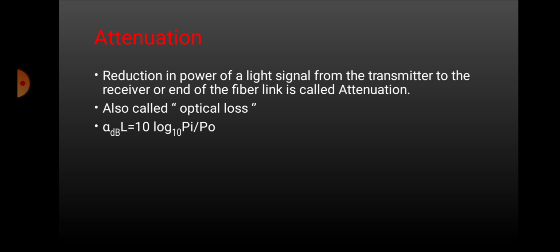Alpha dB L equals 10 log Pi by P naught. Alpha dB is the signal attenuation per unit length, L is the fiber length, Pi is the input power, and P naught is the output power. The basic attenuation mechanisms in fibers are absorption, scattering, dispersion, or radiative losses of optical energy.